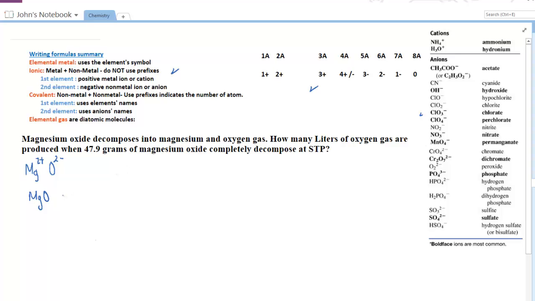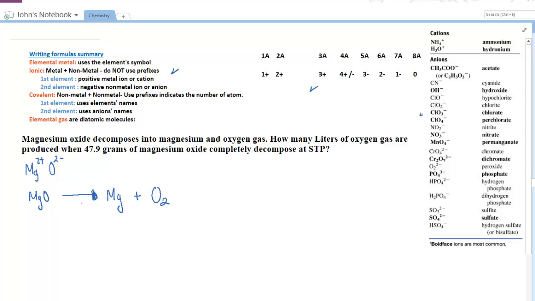Decomposes into, we can think of this as a product, represented by the arrow, into magnesium, which is an elemental metal, so we just have Mg. And what else is it decomposed into? Oxygen gas, which is an elemental gas, so it's going to be a diatomic molecule, O2.